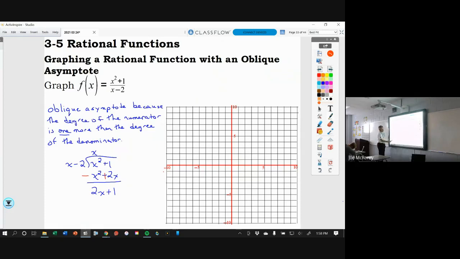Does x go into 2x? Yes. How many times? 2 times. Now we multiply. 2 times x is 2x, and 2 times -2 is -4. Do you still change the signs? Change the signs, so it'll be 5. Does x go into 5? No. Therefore, 5 is the remainder. I throw it away. What is the equation of the oblique asymptote?